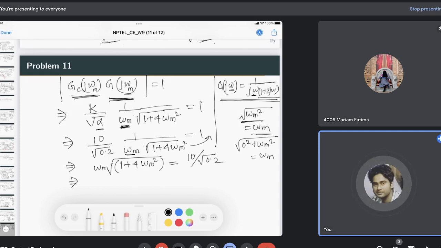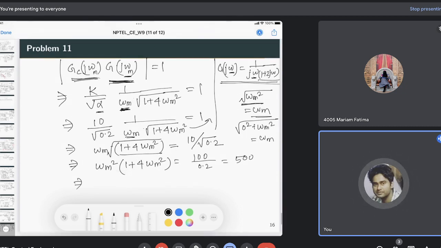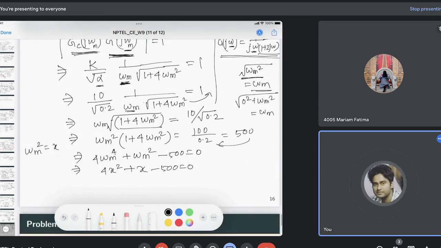So taking the square of this, it will be omega m square times (1 plus 4 omega m square), and on the right side, 100 divided by 0.2, which is 500. Again we solve this: 4 omega m to the 4 plus omega m square minus 500 equals 0. Again we take omega m square equal to x, so this equation is 4x square plus x minus 500 equals 0. Again we have a quadratic equation, and we can solve for x using the calculator.